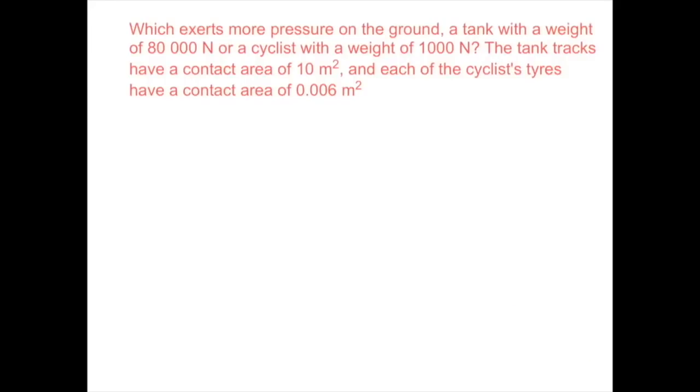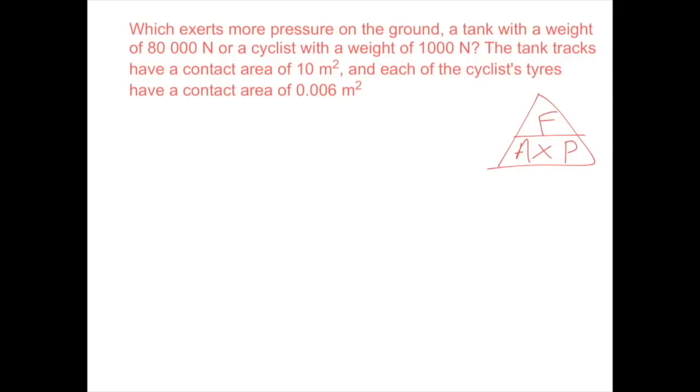Here I'm looking at a question, so which exerts more pressure on the ground? A tank with a weight of 80,000 newtons or a cyclist with a weight of 1,000 newtons? The tank tracks have a contact area of 10 metres squared, and each of the cyclist tyres have a contact area of 0.6 metres squared. So what you need to do is begin by drawing the triangle to help you sort out your formula. So it looks like this: force is at the top, then it goes area, and then it goes pressure.